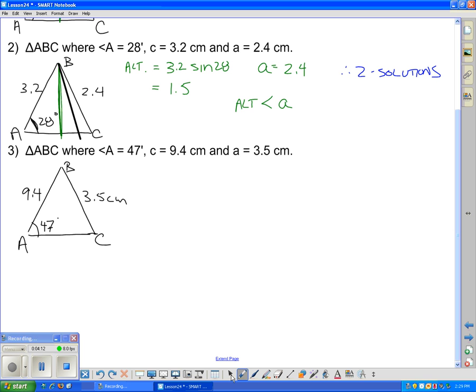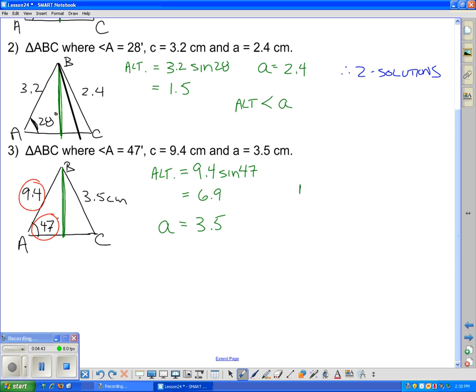All we're doing is checking our altitude here. My altitude is always calculated with, one more time, this length and this angle. So 9.4 multiplied by sine 47, and as I do the calculation, I get 6.9. My A length is 3.5. So this has absolutely no prayer of working.